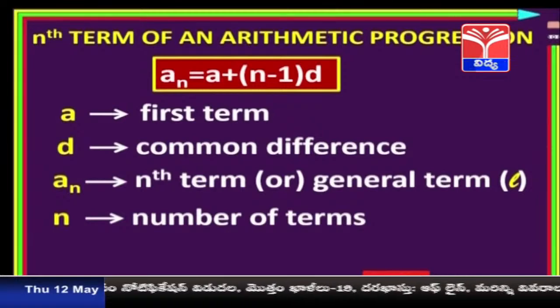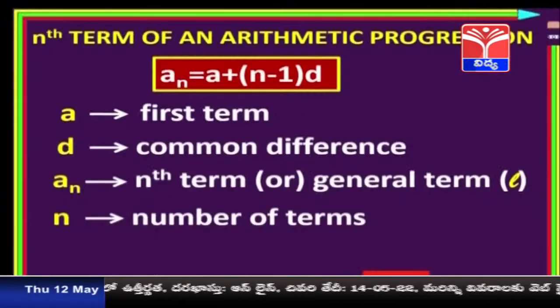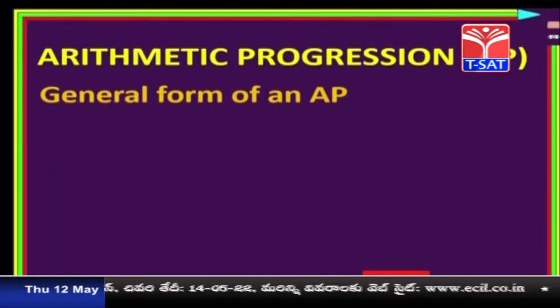Four terms: A, N, D, A_n. In some questions, they will give three among the four, and we have to find the fourth one. By using the nth term formula, we can find any term. If they give A, D, N, then we can easily find the A_n value by using this formula. That is the importance of the nth term formula.